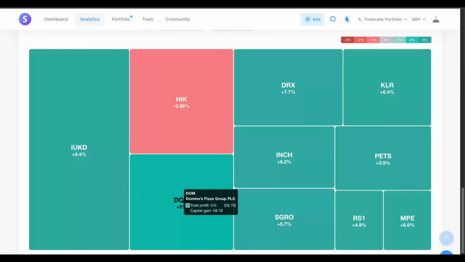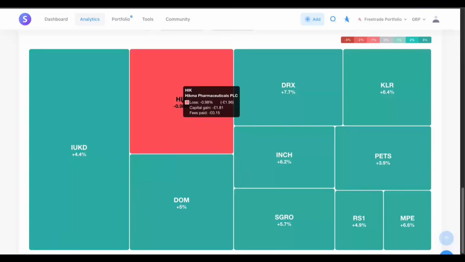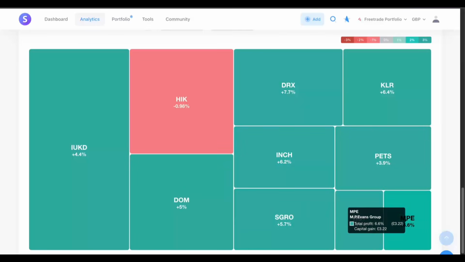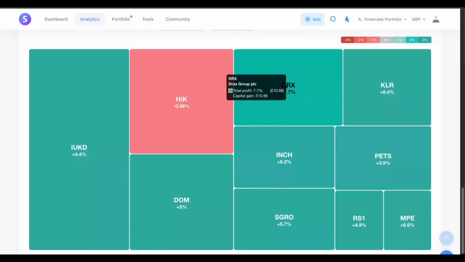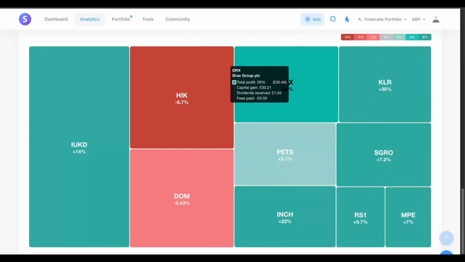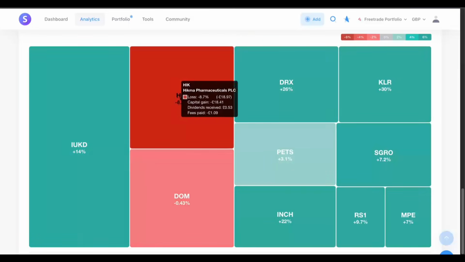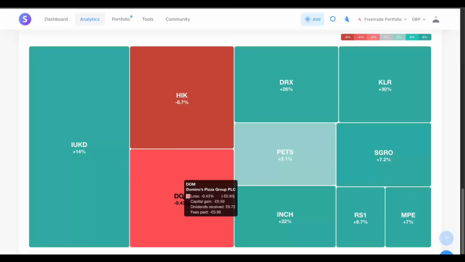And when taking a closer look at the positions within my portfolio, we can see that all of them ended up in the green over the last month, apart from Hikma Pharmaceuticals, which was down just 0.98%. All of my other stocks were up by at least 3.9% for the month, with my best performers being MP Evans, which was up 6.6%, and then we had Drax Group being the best performer, being up 7.7% over the month of January. This means when we zoom out and look at the bigger picture, I have 8 out of my 10 different holdings that are now into the green, and Domino's will hopefully join the party soon.